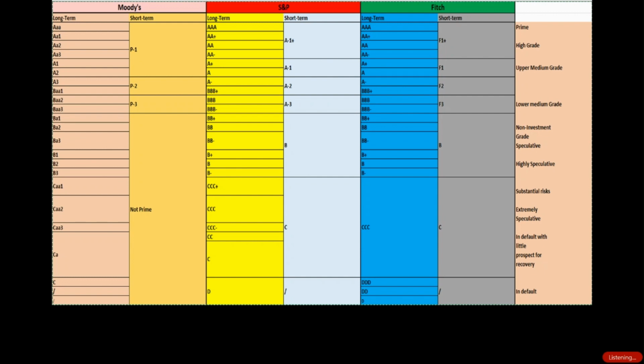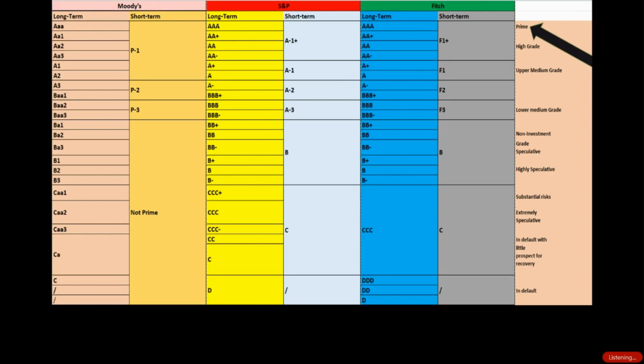As you look at the scale over on the right hand side, at the very top we have a prime investment, meaning it doesn't get any better. This is a company that's absolutely going to be able to repay the debts. And at the very bottom, the lowest is in default. That's what you really want to stay away from, because that's a company that's going under. They are going to go bankrupt, or even a municipal or state government that's going to go bankrupt, and so they are not going to be able to repay their loans.